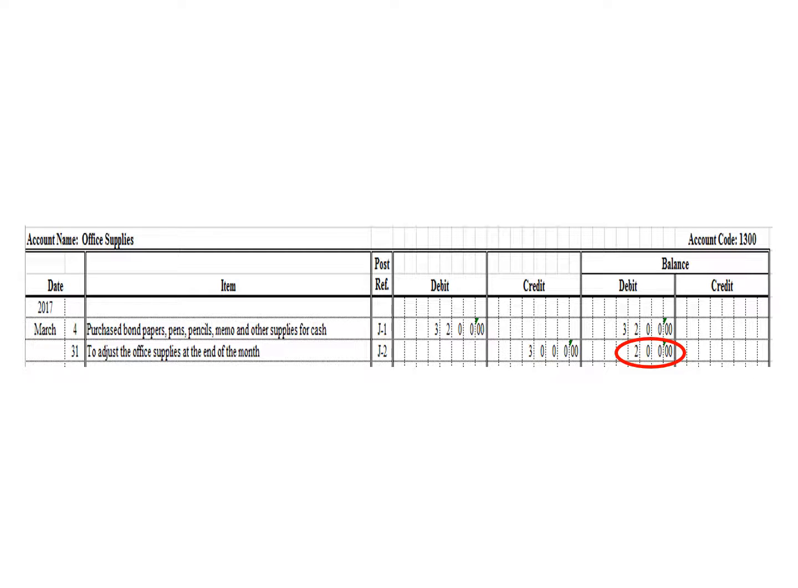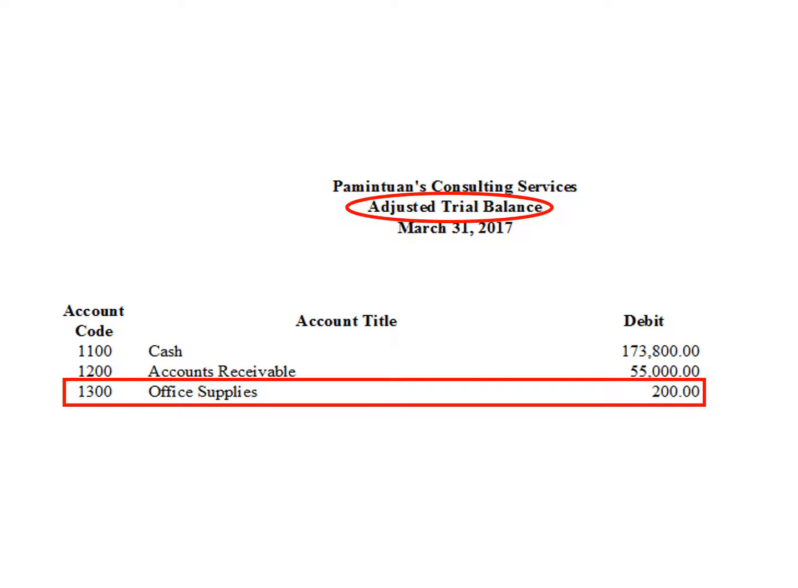Okay, let us refer to the balances of the accounts that we had adjusted. The first account is the office supplies account. Now in the office supplies ledger, it has a debit balance of 200 pesos. We are now going to prepare the adjusted trial balance. Do not forget to write the word adjusted to make it adjusted trial balance to differentiate it from the previous trial balance, the unadjusted one.